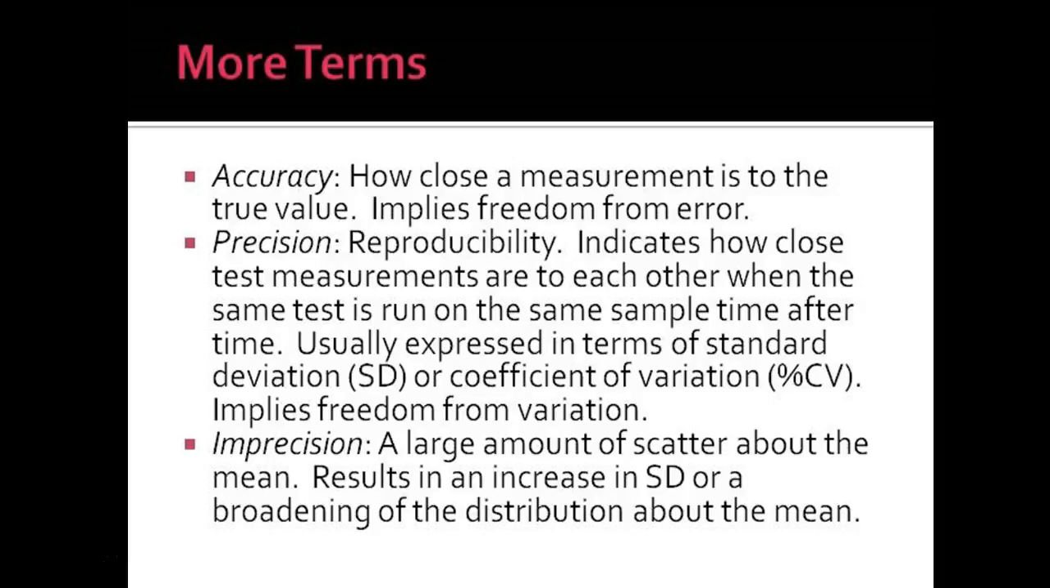A few other ones: accuracy versus precision. Accuracy is how close you are to the true value. Precision is reproducibility. You get the same answer over and over and over, but you might not be accurate. And then we can have imprecision, which is a large amount of scatter.